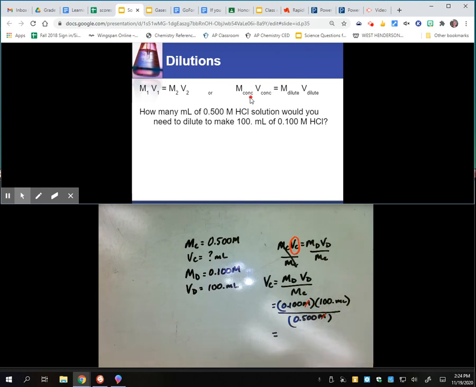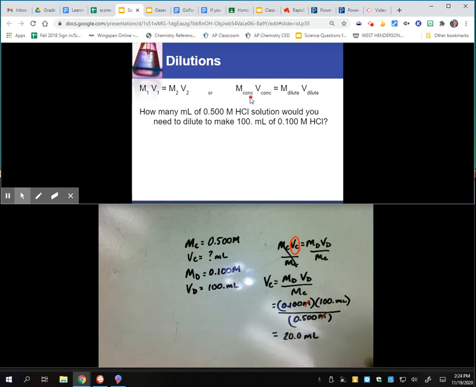Molarity cancels out. All I'm left with are milliliters, and that makes sense for volume. And then 0.1 times 100 divided by 0.5 is going to give me 20 milliliters.